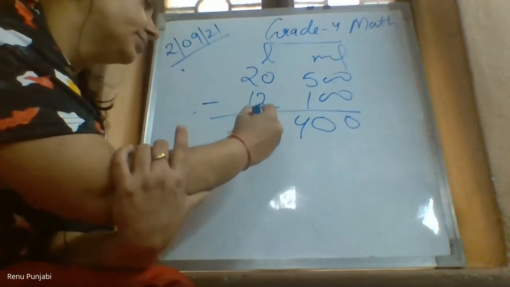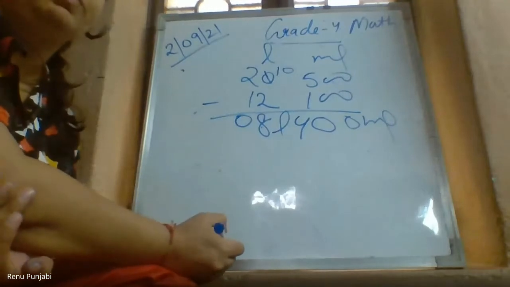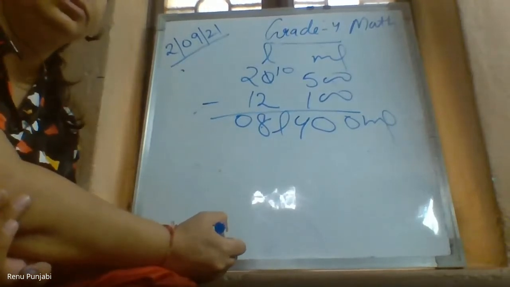Yes. 0 minus 2 is not possible. So 2 is cut into 1 and 0 into 10. So 10 minus 2 is 8 and 1 minus 1 is 0. So I have 8 liter 400 milliliter milk with me. And if I tell you to give the answer in milliliter only, then what will be the answer? 8400 milliliter. Very good.